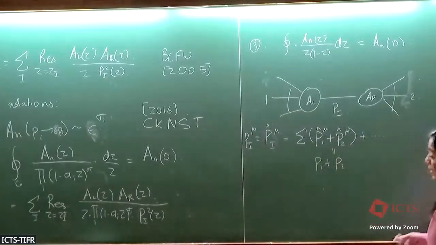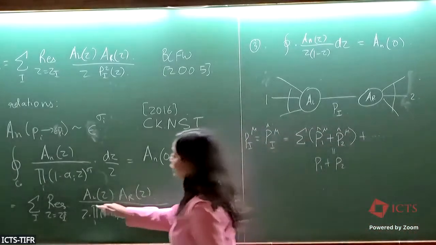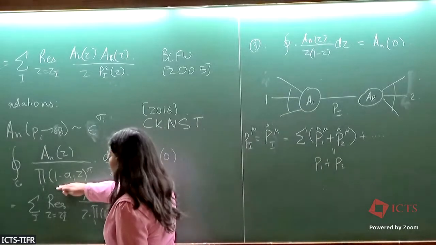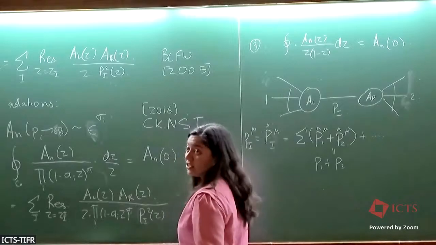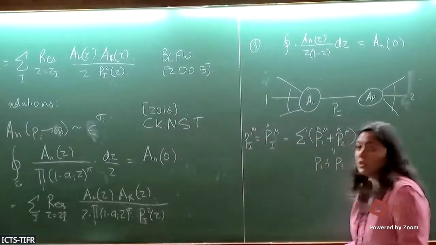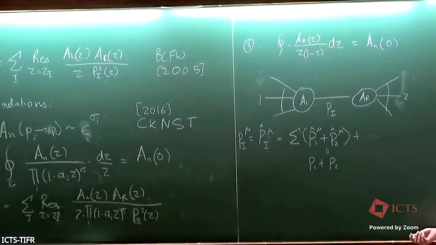In fact, you can ask, for example, if you knew not that it vanished, but it gave some finite contribution, and you knew what that was, maybe you could add that to your recursion relation. And there are papers that do exactly this. Okay. Other questions?